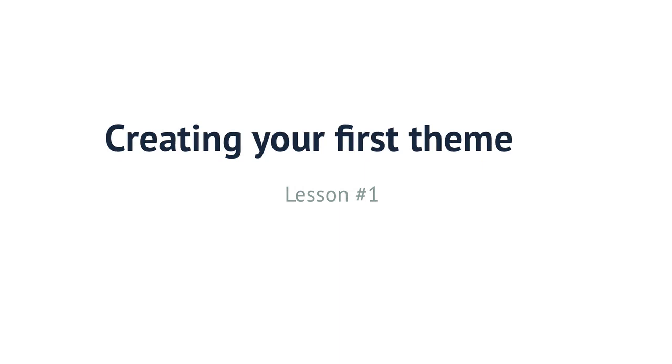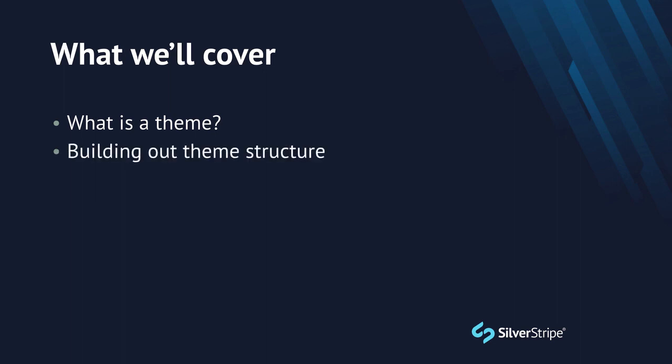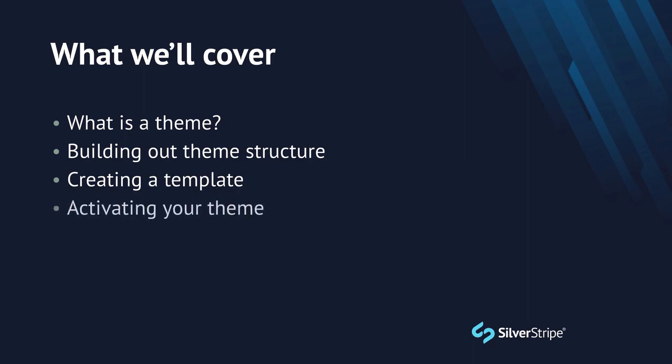In this episode we're going to be talking about how to create your first theme in SilverStripe. So let's go over what we'll cover here. First we'll talk about what a theme is, and then we'll go over building out your theme structure, specifically as it relates to the file system. Then we'll create our first template in SilverStripe. And lastly, we'll activate our theme so that it overrides the default theme that comes with SilverStripe.